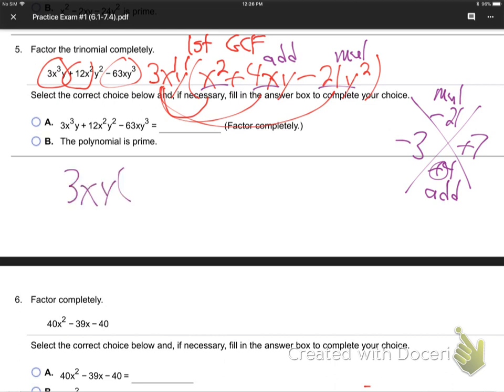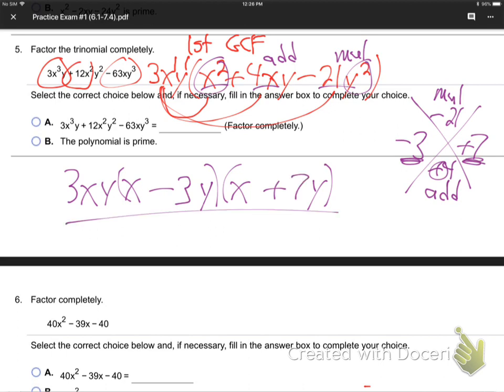So 3xy, the 2 parentheses. Now remember, we have x squared on the left, so we have x's on the left of each parenthesis, y squared on the right, y's on the right of each parenthesis, and then a minus 3 and a plus 7, either order. Minus 3 plus 7, there it is.